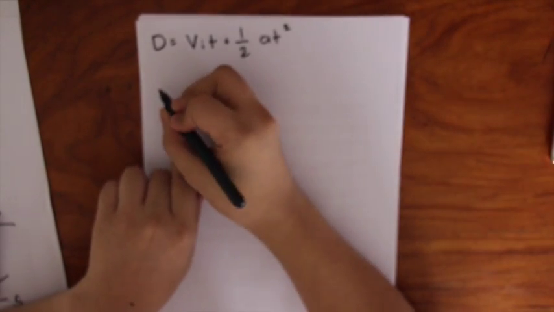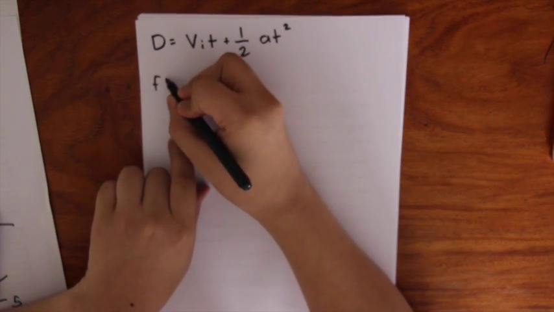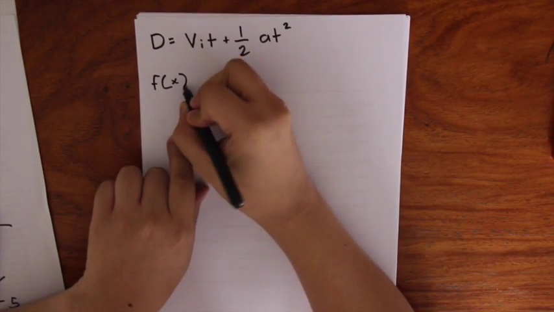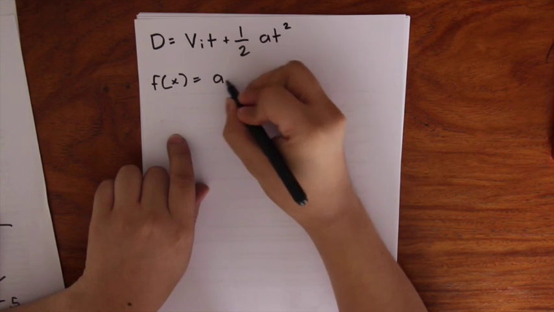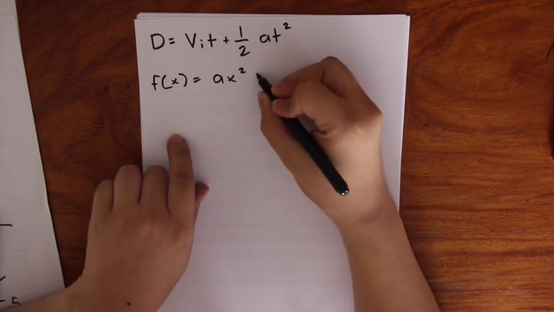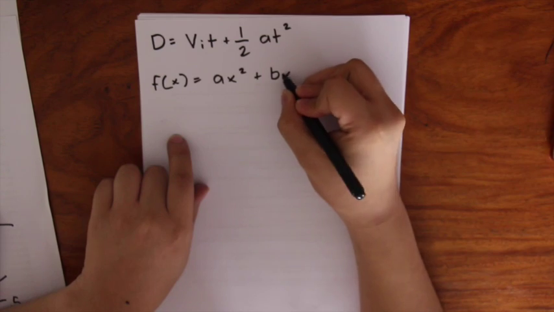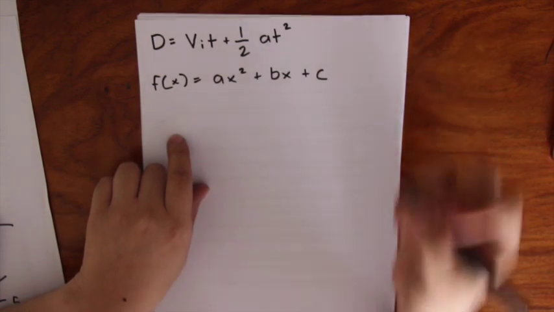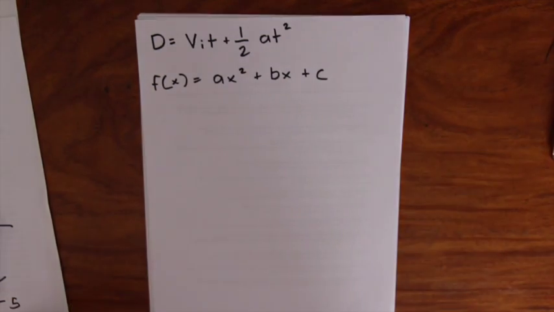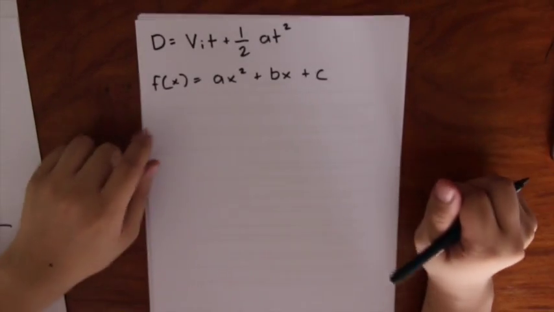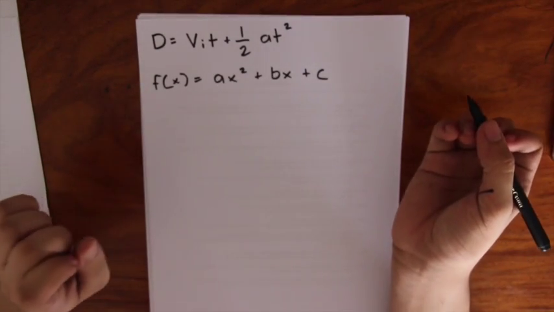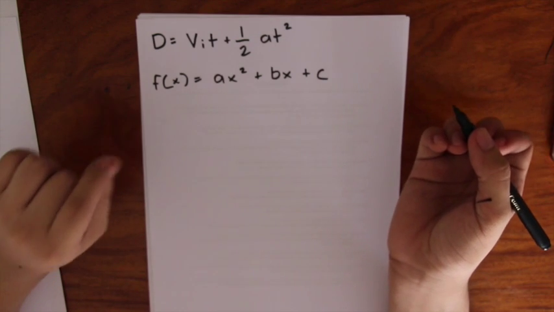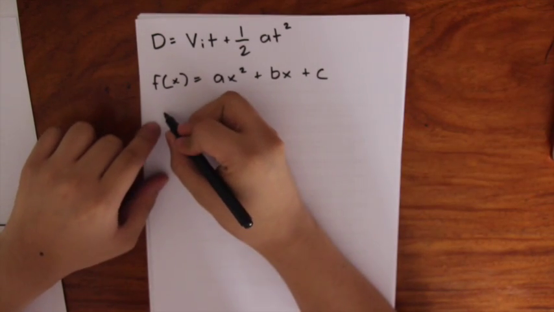Dahil, if you can recall, yung standard form ng quadratic function is ito. Ayan. So, at first glance, hindi siya mukhang pareho, di ba? Pero using the commutative property of addition, pwede mo siyang gawin ganito.